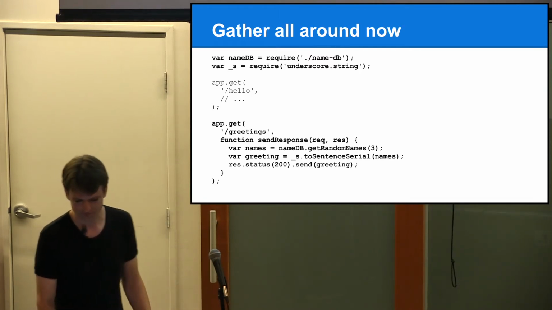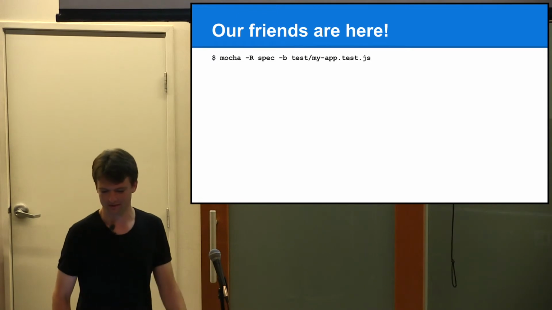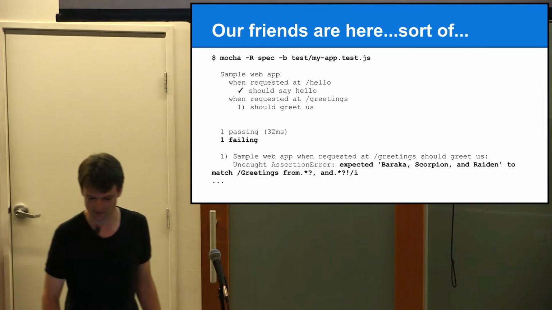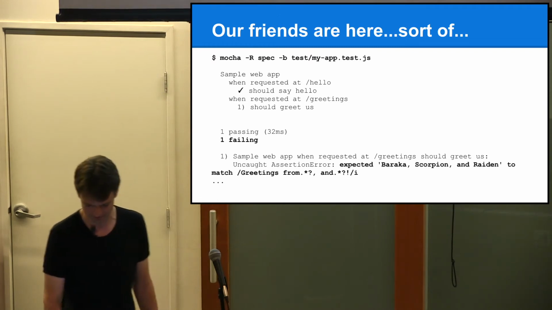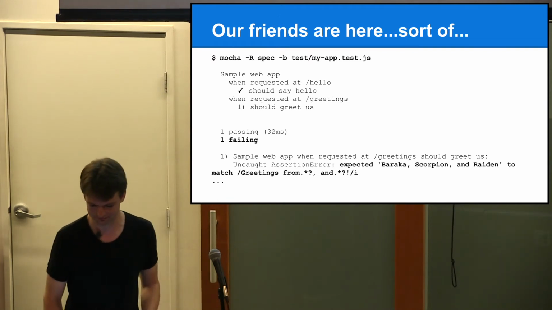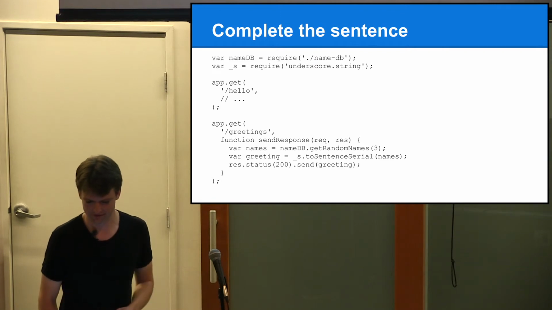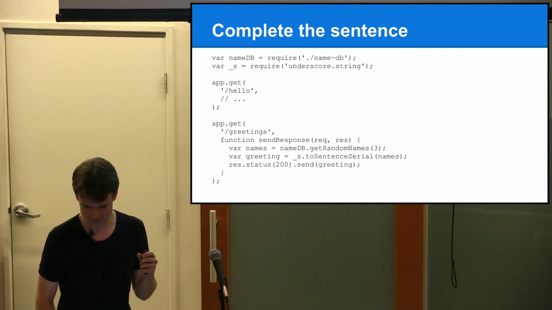Cool. Our friends are here. No. So expected Baraka, Scorpion, and Raiden to match greetings from. Oh, we forgot the greetings from. That's nice. So let's complete the sentence. We forgot to do some concatenation.